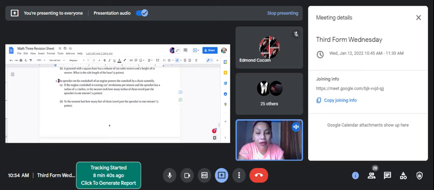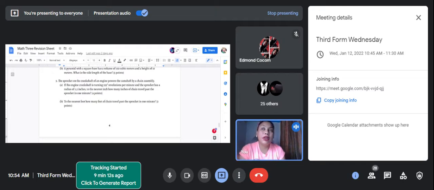For number 5, it says a sprocket on the crankshaft of an engine powers the camshaft by a chain assembly. If the crankshaft is turning 320 revolutions per minute and the sprocket has a radius of 15.5 inches to the nearest inch, how many inches of chain travels past the sprocket in 1 minute? Now, what are they asking you to find here? They're asking you to find the length of the arc.